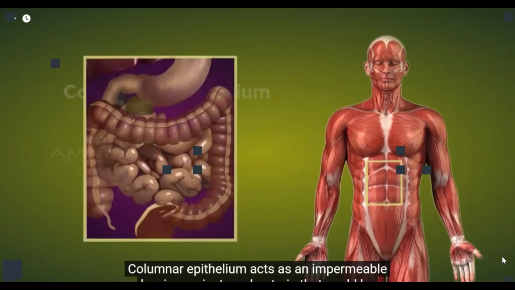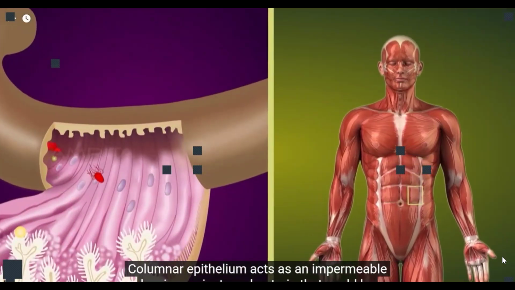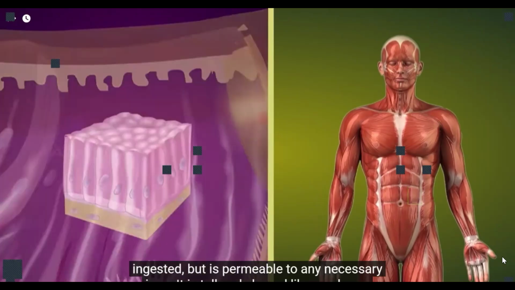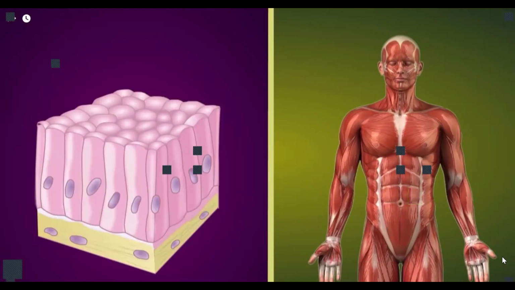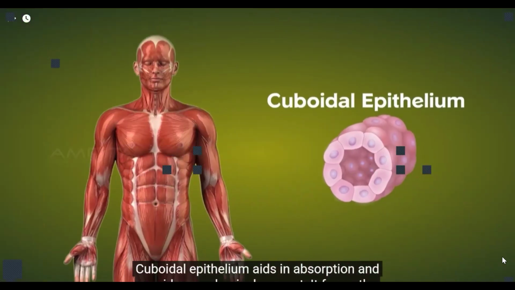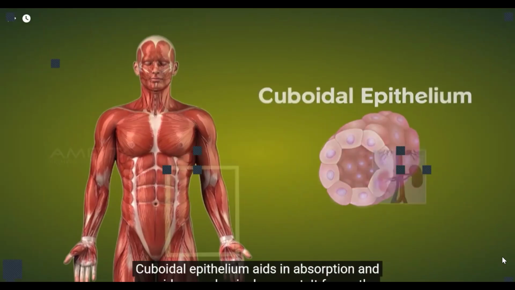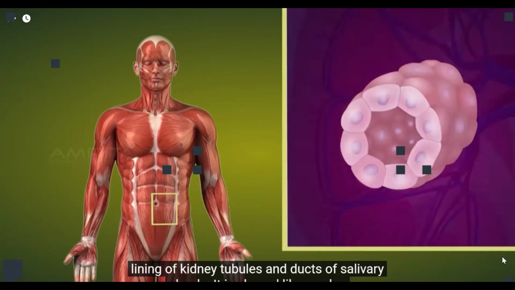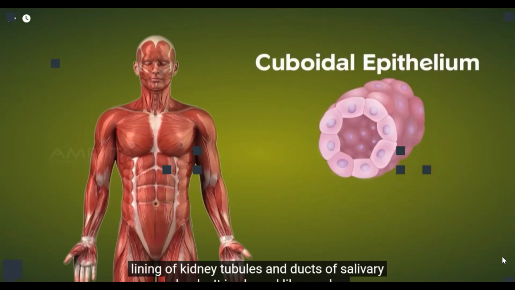Columnar epithelium acts as an impermeable barrier against any bacteria that could be ingested but is permeable to any necessary ions. It is tall and shaped like a column. Cuboidal epithelium aids in absorption and provides mechanical support. It forms the lining of kidney tubules. It is shaped like a cube.